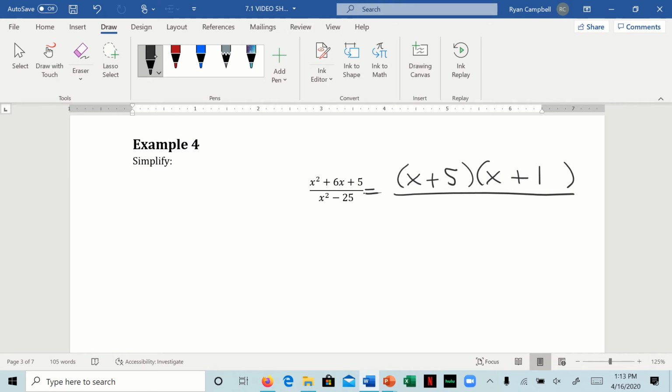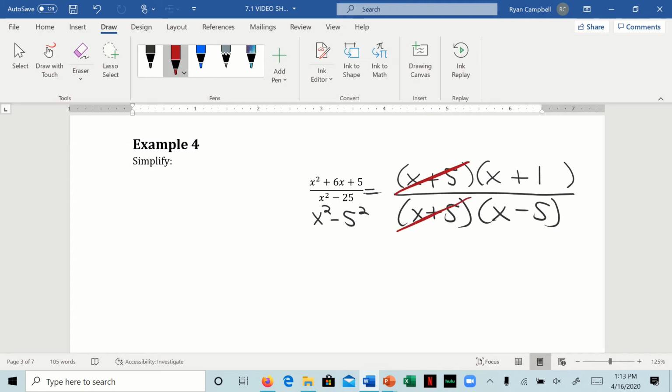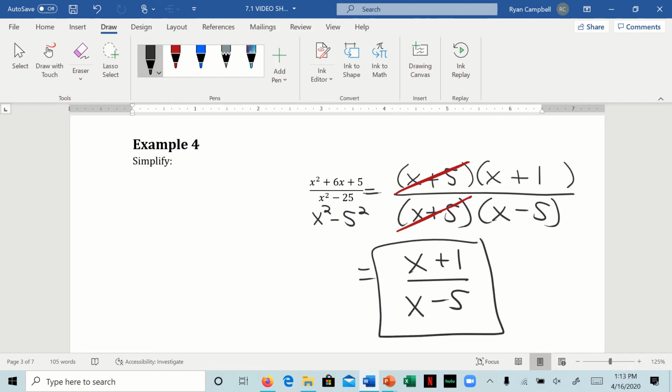And then if you notice this, oh, well, this is going to be the difference of two squares, right? x squared minus 5 squared. So that's x plus 5, x minus 5. So we can see that we have an x plus 5 on the top and bottom. So we are left with x plus 1 over x minus 5. And that's the simplified answer.